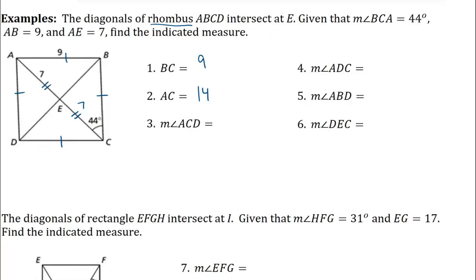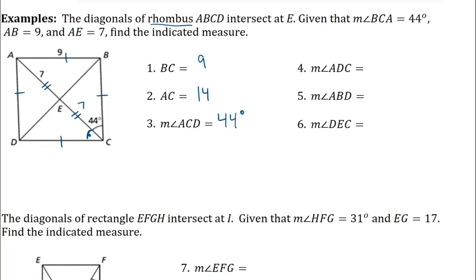ACD is this angle right here. Okay, we're looking for ACD. And because the diagonals are bisecting the opposite angles, that means BCA and ACD are congruent. So this one is also 44 degrees.